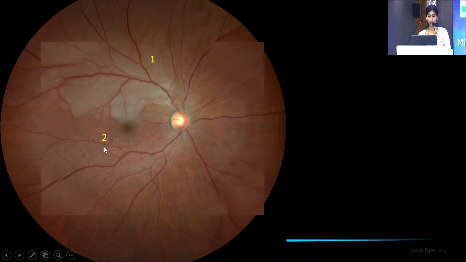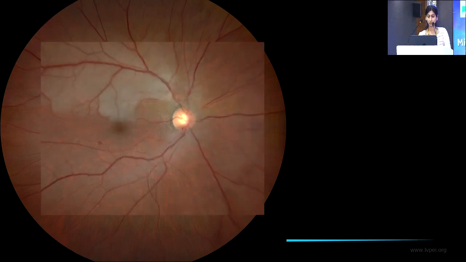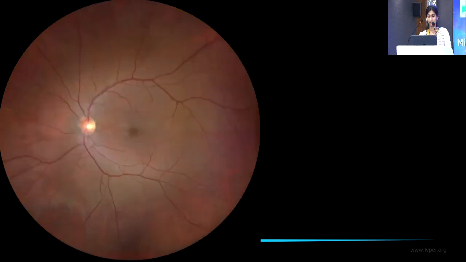If you look closely, there is an orangish lesion superior to the optic disc at the level of the retinal arteriole, which is suggestive of a retinal artery macroaneurysm. The left eye posterior segment examination was unremarkable.